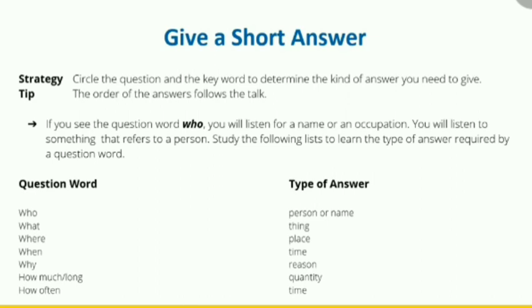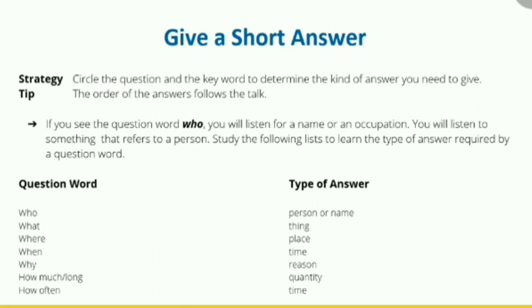Also, studying the following lists of words will help you to be more prepared for your upcoming test. So for example, here we have question words beginning with who, and the type of answer will be a person or name. If your question begins with what, you know that you are going to hear and write about a thing. Where refers to a place, when refers to a time.